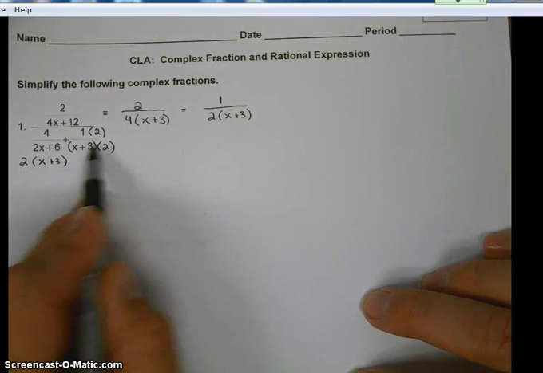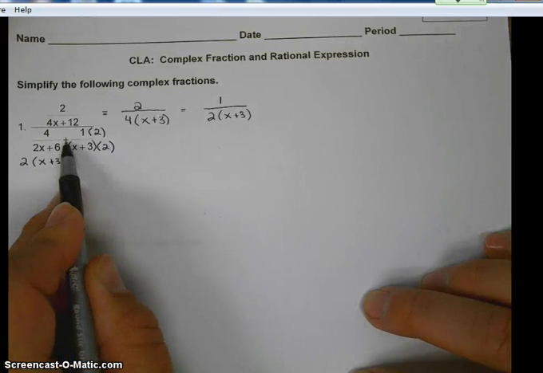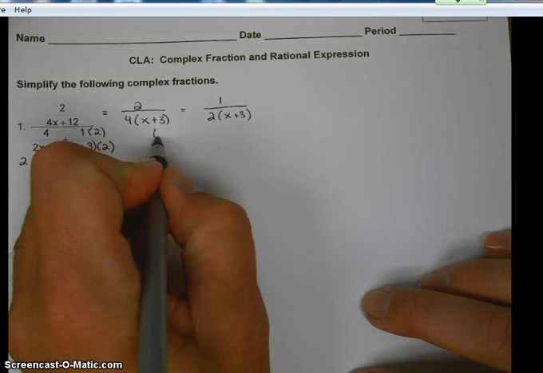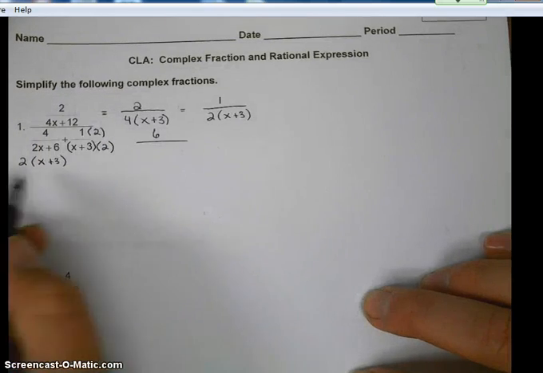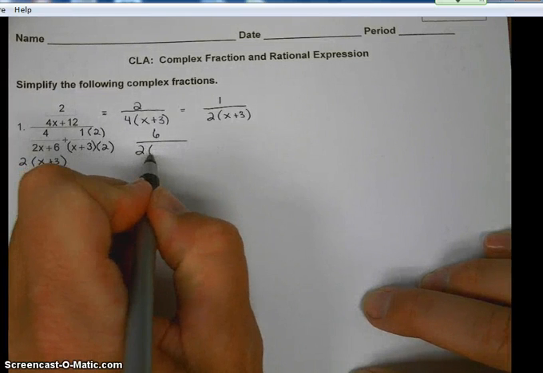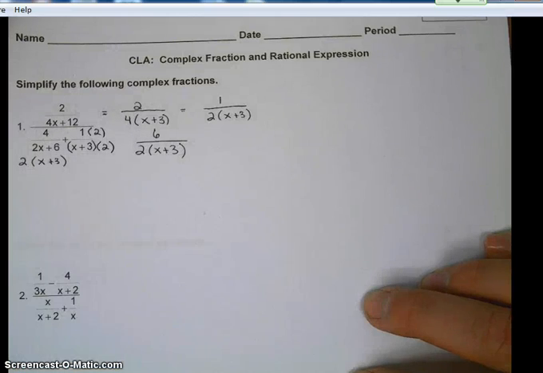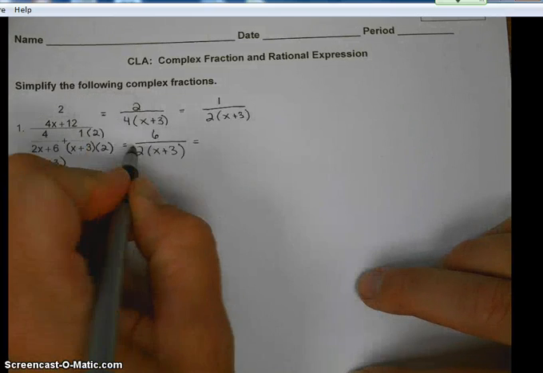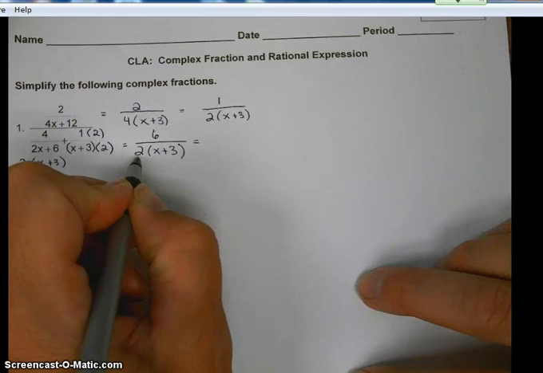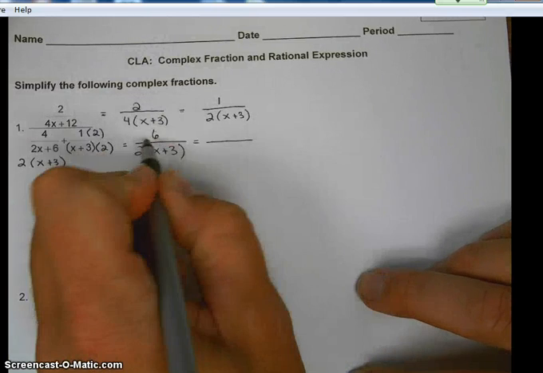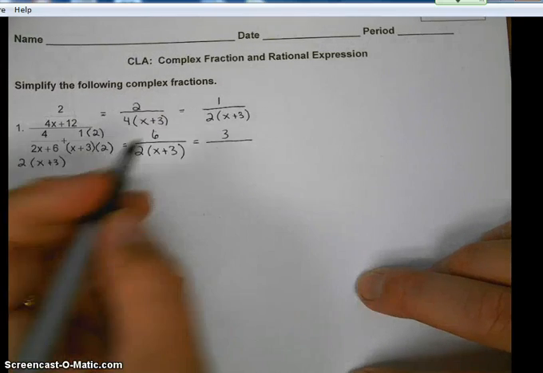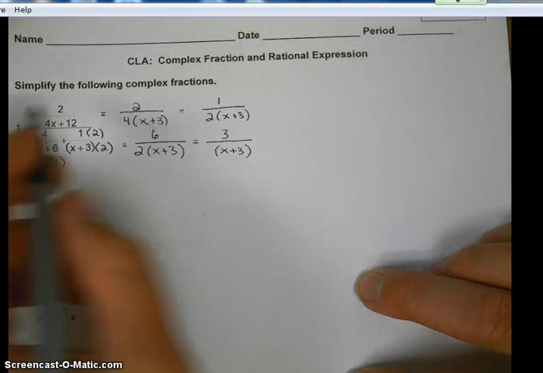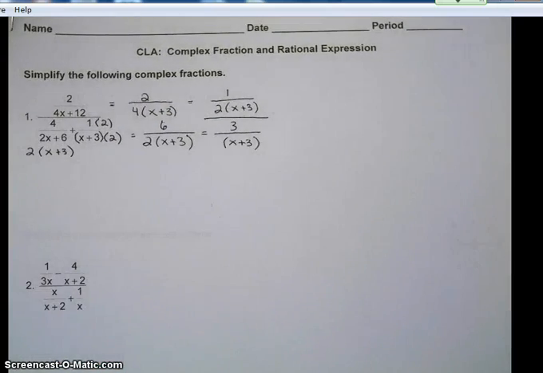So now that I have a common denominator, I can go ahead and add the numerators together. So we're going to have 4 plus 2 gives me 6. Okay? And then our common denominator, we only have to write it down one time. It stays the same. Okay? So now, 6 over 2 is 3. Whole numbers go on top, over x plus 3. So now what we have here is this divided by this.